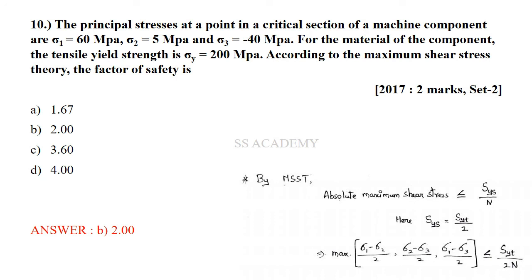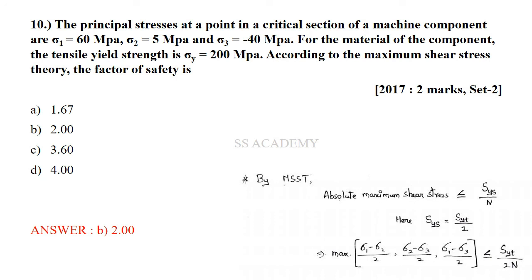So the absolute maximum shear stress is determined likewise: sigma 1 minus sigma 2 by 2, that is difference between the first two principal stresses divided by 2, and difference between the next two principal stresses divided by 2, and difference between the first and last principal stresses divided by 2. By this you will be getting the absolute maximum. Absolute maximum is important because there are two types of maximum shear stress, that is in-plane maximum shear stress and absolute maximum shear stress. Here we are concerned with absolute maximum shear stress.